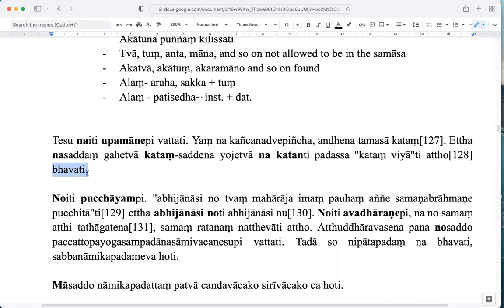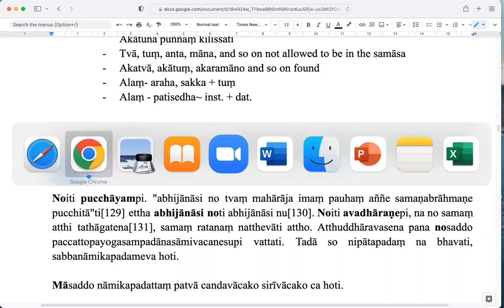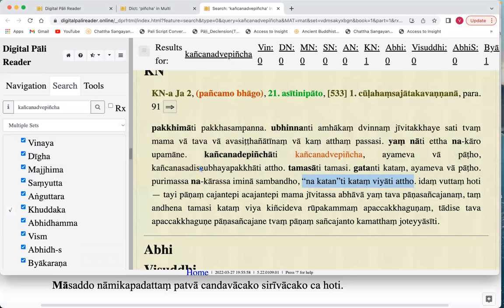Sayadaw, could you please go to the Atthakatha again? What case is the word kenchana dwe bencha? Vocative. Oh, okay. And damasa is in the instrumental case, right? Yes, damasa is instrumental in form, but used like the locative case: in the darkness, not by the darkness. Okay.